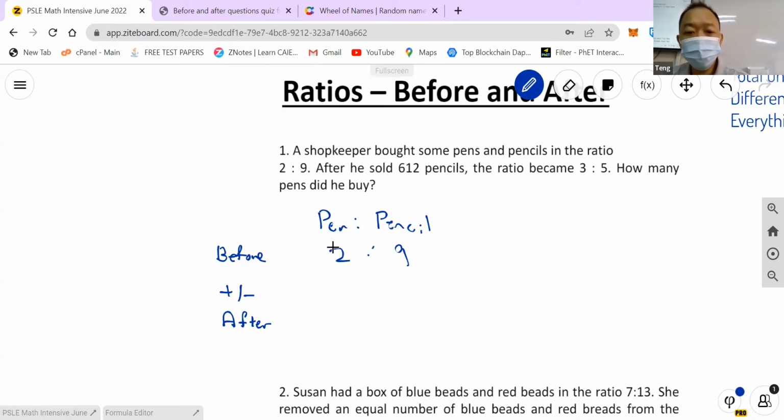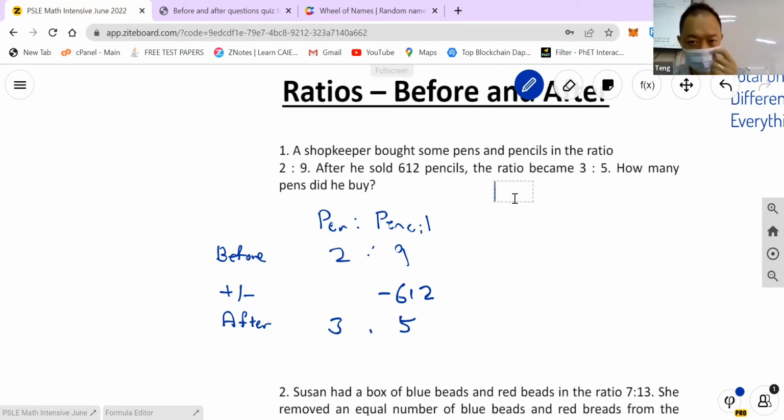Okay, let's go through together. Let me go through this first. Pencil 2:9. After he sold 612 pencils, under the minus we take away 612, and then the ratio became 3:5. So we know that this is before and after, single unchanged.